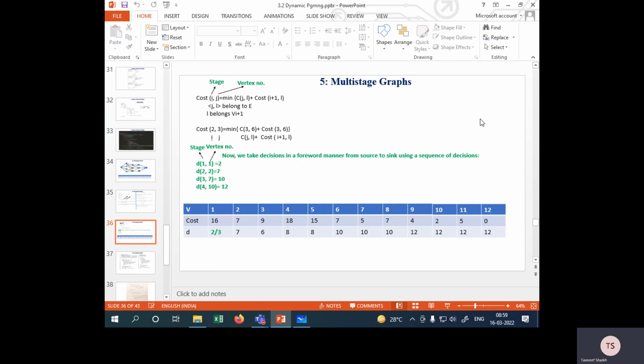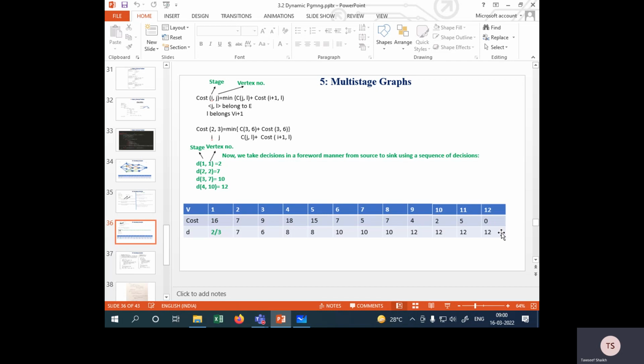Okay, we will start. We had discussed multistage graphs in yesterday's lecture, and we came to this part where we have developed a table which was giving us the minimum distance from every node to the destination node. So this table was giving us two things. One is the minimum distance, and via which node we have been able to find that minimum distance.